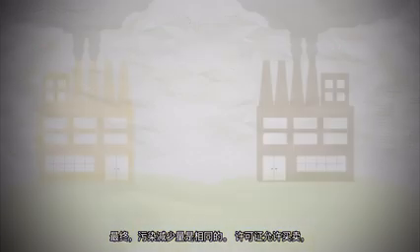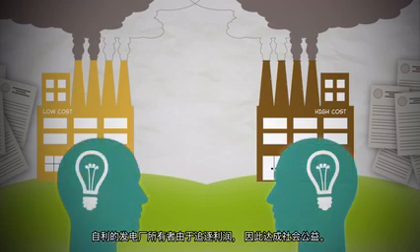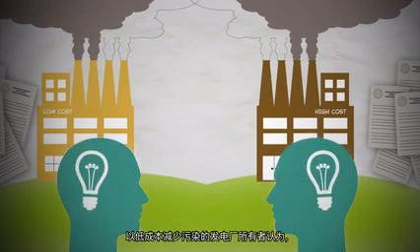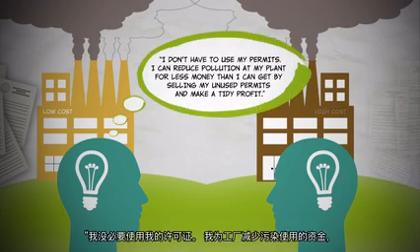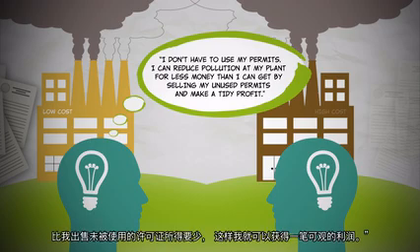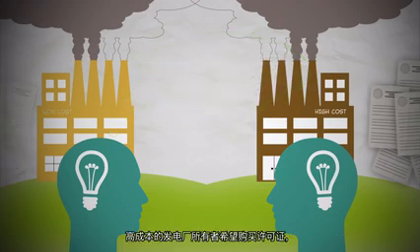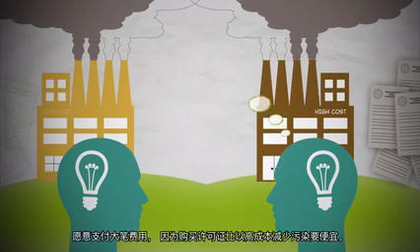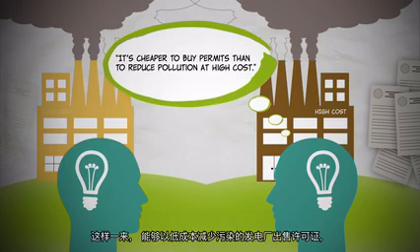By allowing the permits to be bought and sold, the profit-seeking self-interest of power plant owners is harnessed for the social good. The owner of the power plant with the low cost of reducing pollution thinks, I don't have to use my permits. I can reduce pollution at my plant for less money than I can get by selling my unused permits and make a tidy profit. Oh yeah. Meanwhile, the power plant owner with the high costs wants to buy permits and is willing to pay a lot because it's cheaper to buy permits than reduce pollution at high cost.